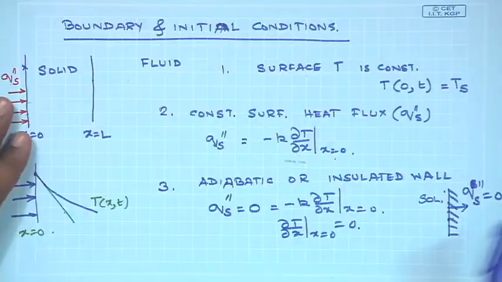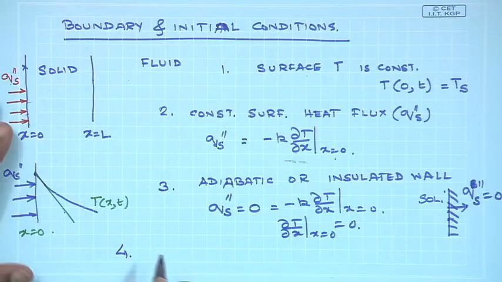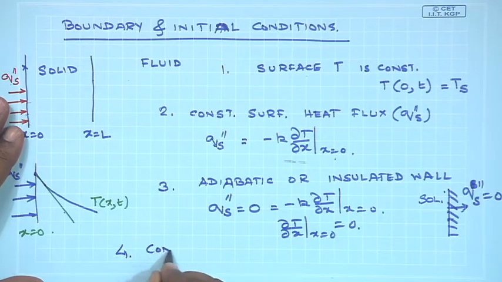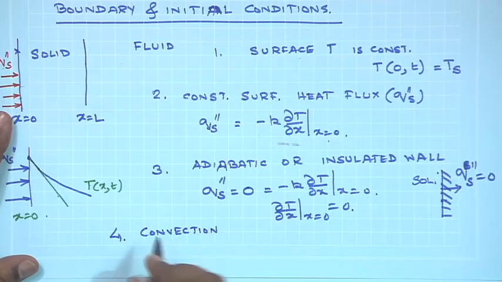So, dT/dx equal to 0 can be a valid boundary condition if we know that at a certain location it is either an adiabatic surface or a surface which is perfectly insulated, not allowing any heat to escape. So, that could be the third boundary condition. And the fourth boundary condition, we would see that it is a case of the convection surface condition.